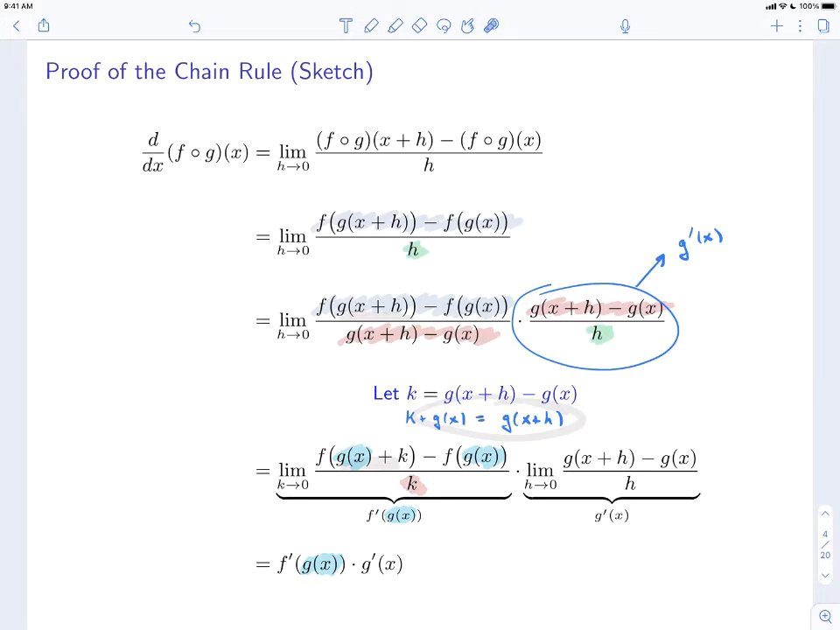Now the best way to get the hang of the chain rule is by doing examples. So let's go ahead and do some examples.